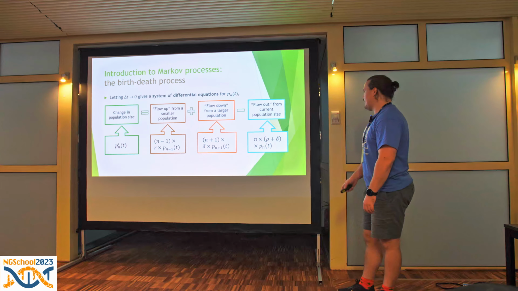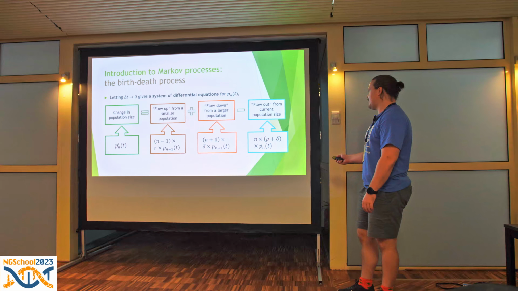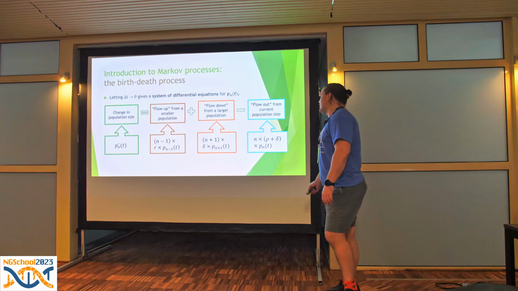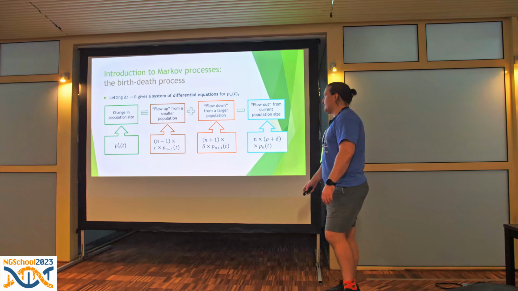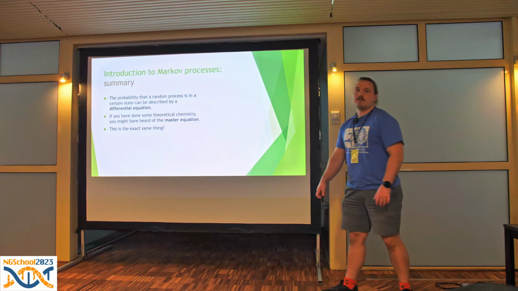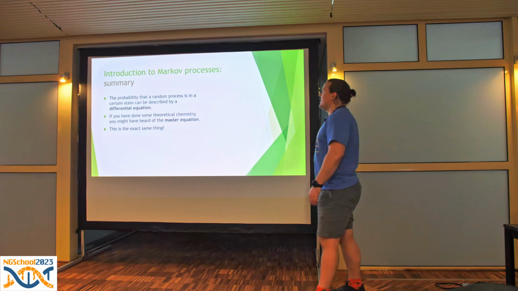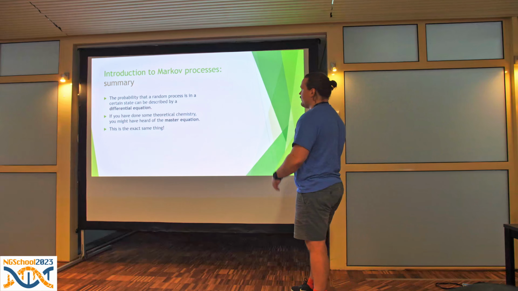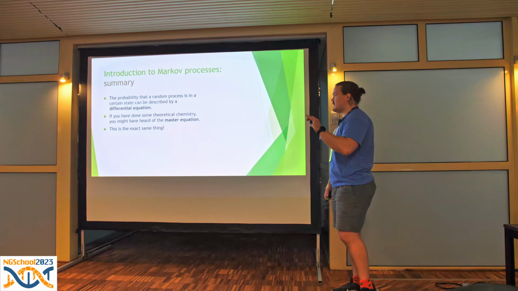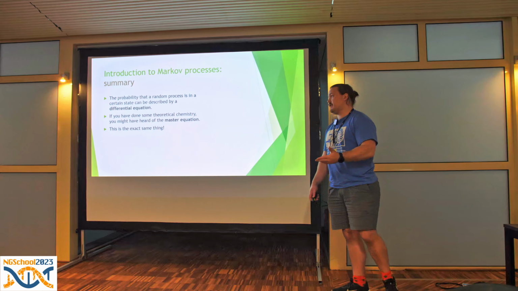And the flow out is basically, we have n cells. They either, oh, this is supposed to be an r. So they can either divide or die and leave being n cells. So, yeah, this is how you read this equation. I know that this is a lot more comfortable, I hope. But let's summarize this. The probability that a random process is in a certain state, for example, population size, can be described by a differential equation.